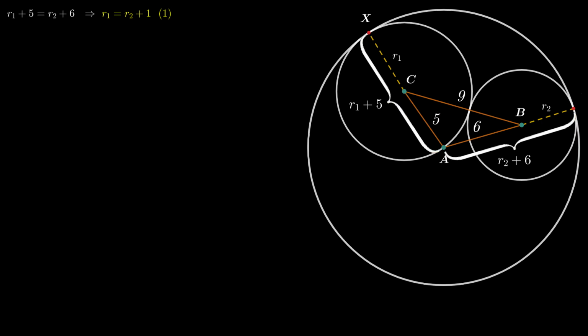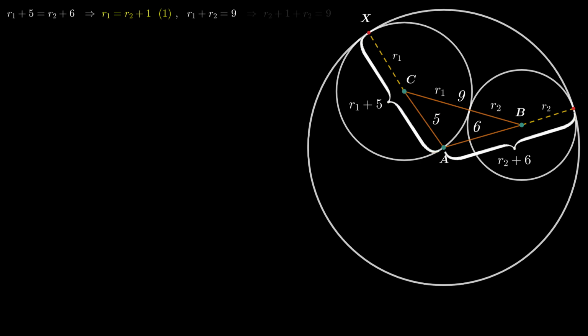Since we have two unknowns, we need one more equation. So now let's take a look at the line segment BC. If you look closely, then BC is pretty much R1 plus R2, correct? And since BC equals 9 from our initial conditions, then we have R1 plus R2 equals 9, and that's our second equation. We substitute the first equation into the second equation, or vice versa, however you want to do it.